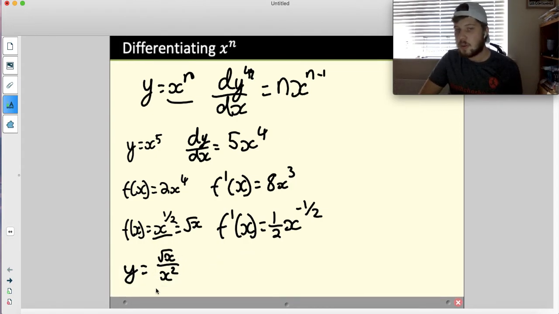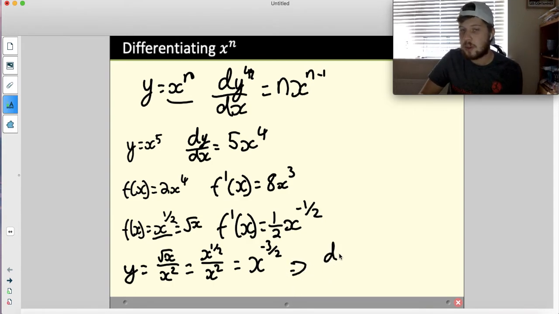And lastly, when we have a fraction with a term of x on the top and a term of x on the bottom, it is quite easy to think about as powers of x. So it's x to the half divided by x squared, which we know would be x to the minus 2. Altogether, this is x to the power of negative 3 halves. Now I can differentiate this with respect to x, and that would give me negative 3 over 2, x to the power of negative 5 over 2.